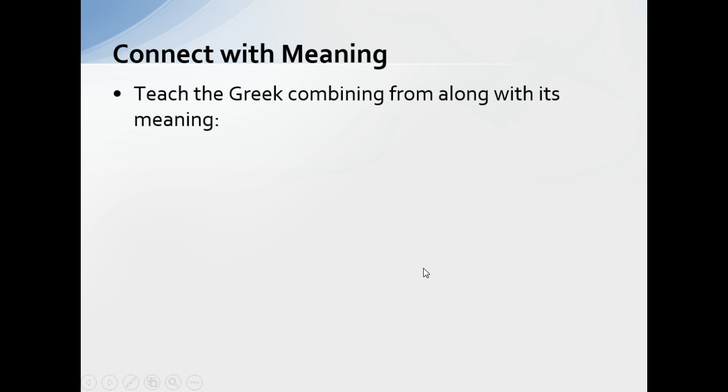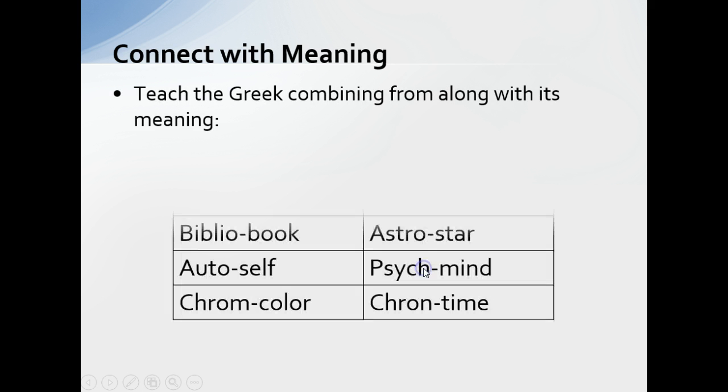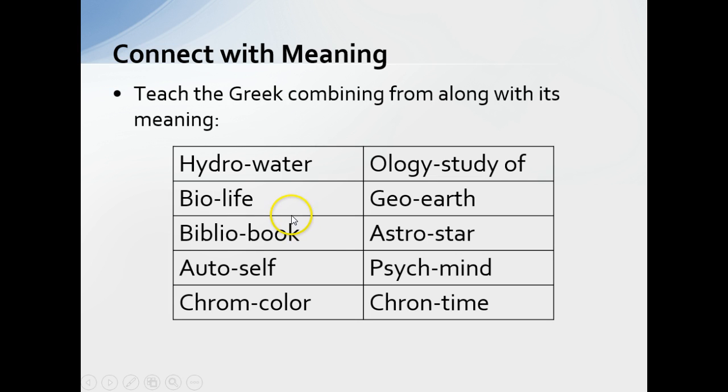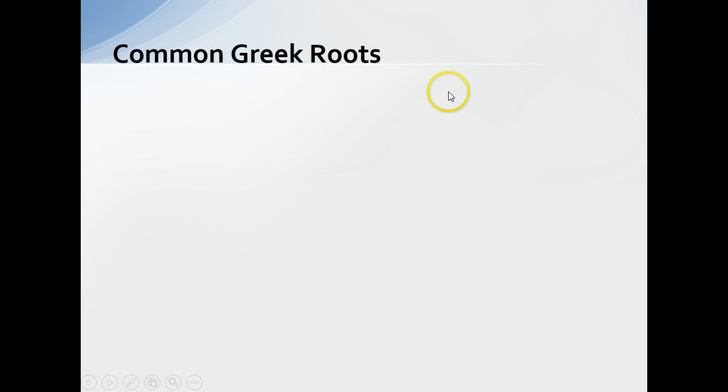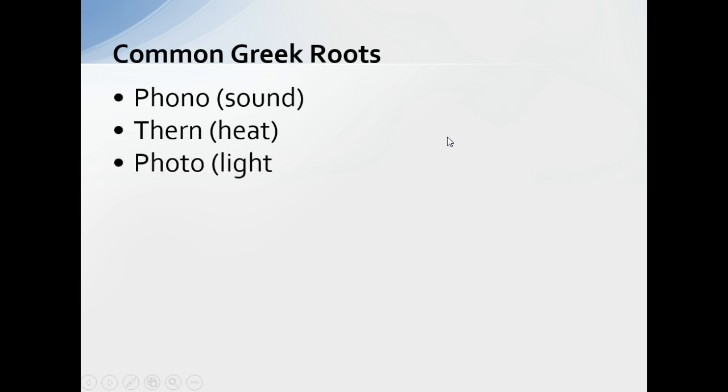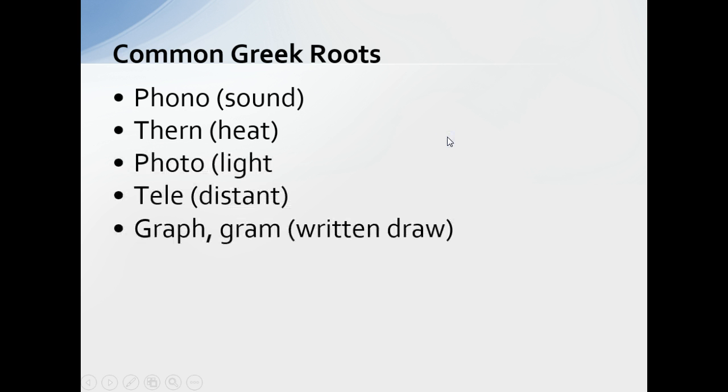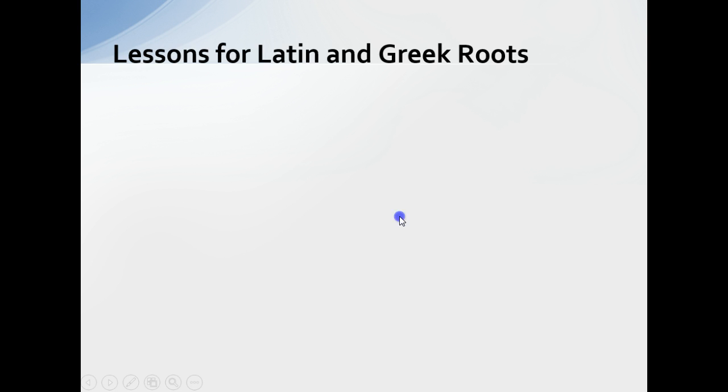So we want to connect with meaning. Teach the Greek combining form along with its meaning. So hydro means water, bio means life, biblio means book, auto means self, chrome color, chron time, psych mind, astro the star, geo is earth, ology is the study of. So some common Greek roots that you see over and over are phono, therm, photo, tele, graph, gram, and we have the meanings of those in the parentheses.